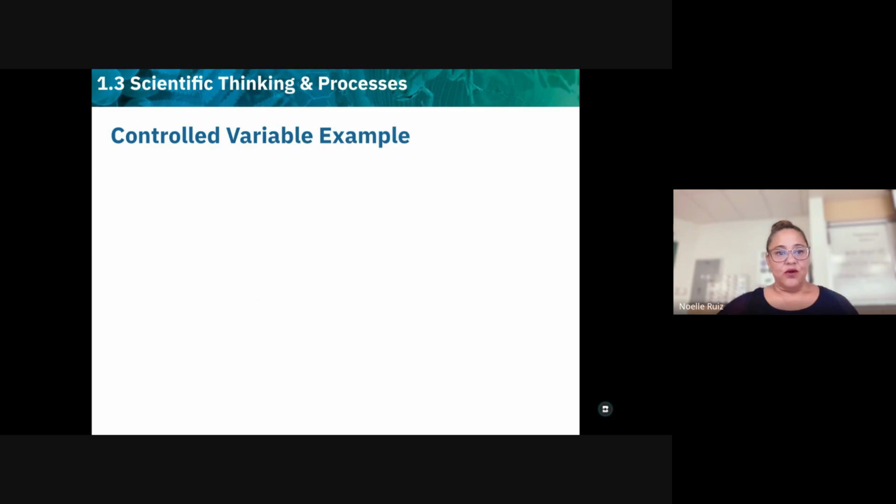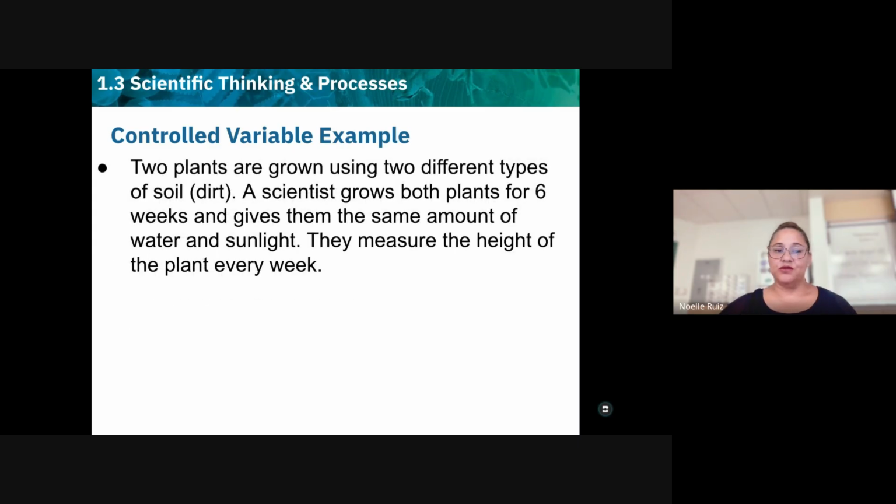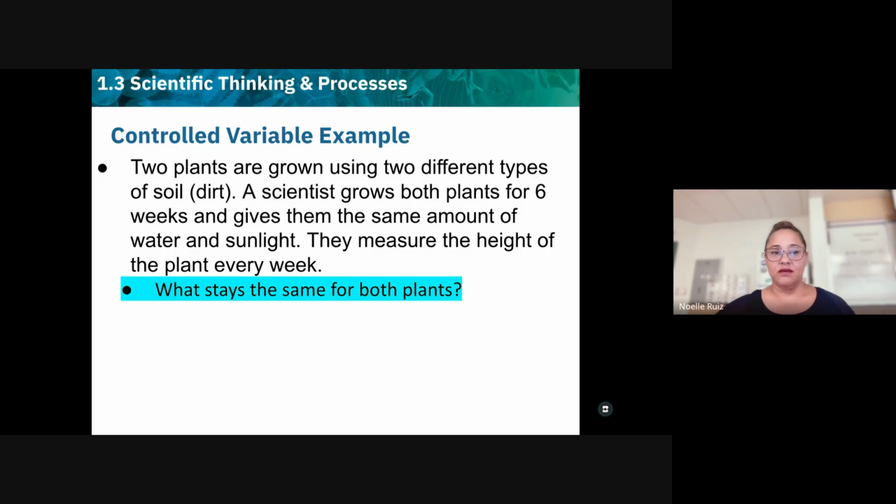So for our example, same example, two plants are grown using two different types of soil. A scientist grows both plants for 6 weeks, gives them the same amount of water and sunlight. They measure the height of the plant every week. What stays the same for both plants? That is the last one. So we already used the other two, so now it's a process of elimination, but it does tell you right in the description of that experiment what stays the same between both of the plants.